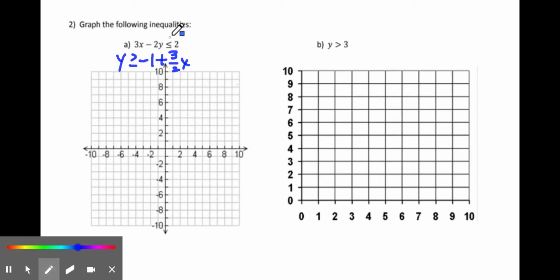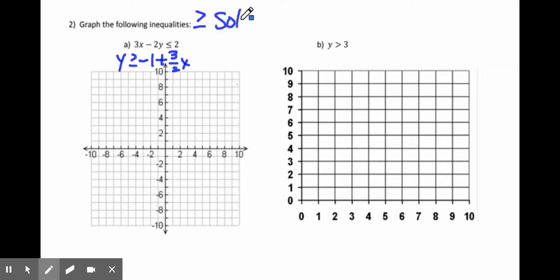Let's start by graphing the line. It's greater than or equal to. That means it's going to be a solid line. All right, so let's start with our y-intercept negative 1. We'll go down 1, and from here we're going to go up 3 and 2 to the right. Up 3 and 2 to the right. And we could also go down 3, 2 to the left.